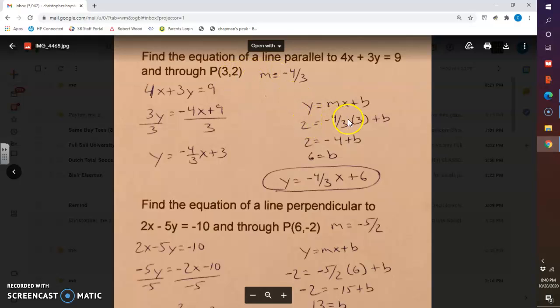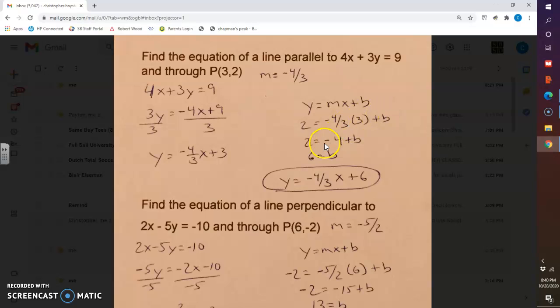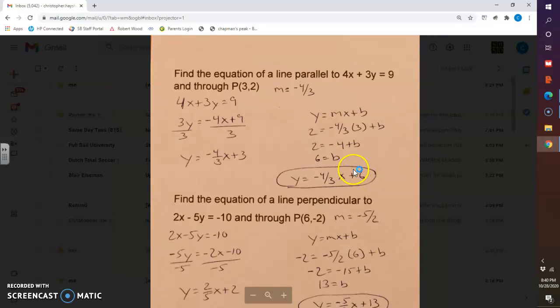So 2 equals -4/3 times 3 plus b. -4/3 times 3 is -4. So 2 equals -4 plus b, and my b equals 6. Therefore, y equals -4/3 x, my slope, plus my b, which is 6.